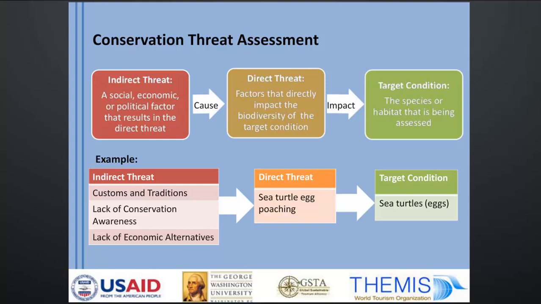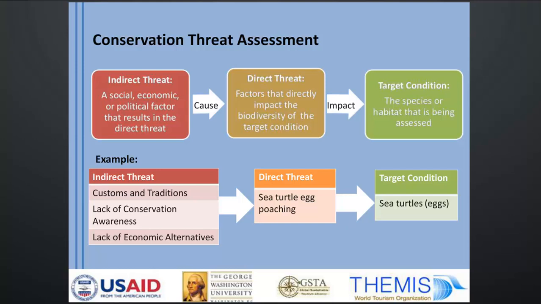And in our example, the primary direct threat to sea turtle eggs or sea turtle nests is sea turtle poaching, which is essentially the extraction, often by local residents, of sea turtle eggs for consumption or for sale. Well, that is a direct threat, but what are the underlying conditions or the indirect threats that we're trying to address that result in sea turtle egg poaching?